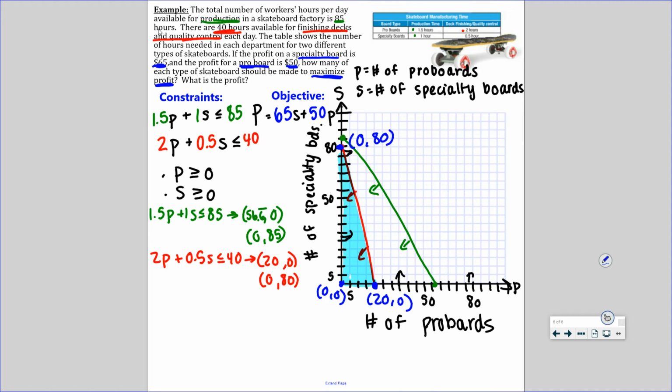All right, so those are basically our 3 possible options for the number of skateboards that fits our constraints. We could have none, we could have 20 pro boards and no specialty boards, or no pro boards and 80 specialty boards, and that would fit all these constraints: that the production time is less than or equal to 85, and the deck finishing and quality control is less than or equal to 40.